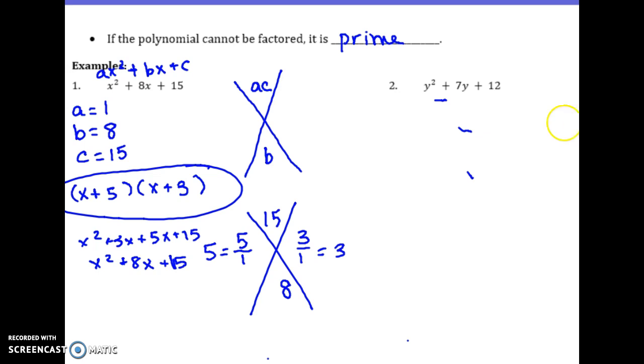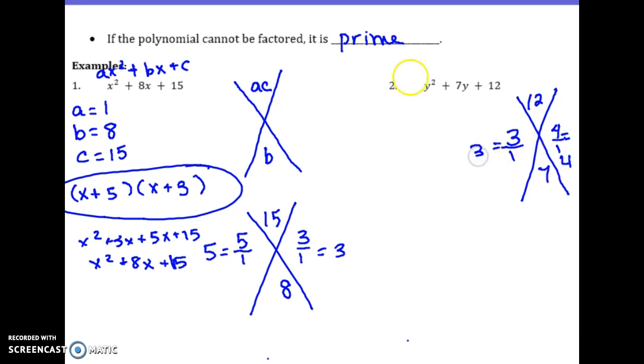All right, looking at number 2, if I make my x, okay, 12 times 1, my a is 1, my c is 12, so the 12 is going to go up top, 7 down at the bottom. I'm going to think of two numbers that when multiplied together equal 12 and added together equal 7. And I could use, let's see, 3 and 4. Okay, I'm going to divide by the leading coefficient and simplify, so I get 4 and 3. So when I factor this, my variable is y, so it's going to be y plus 3 times y plus 4. And that would be my answer.